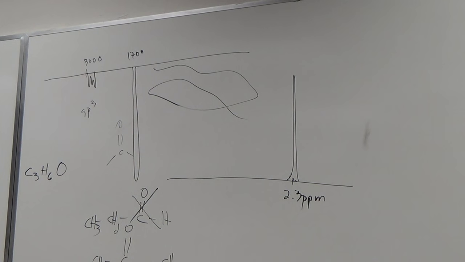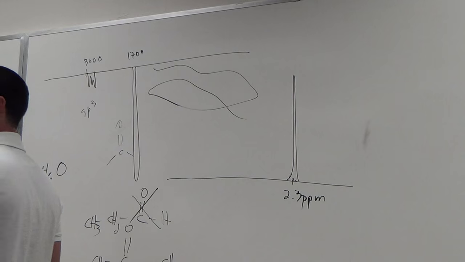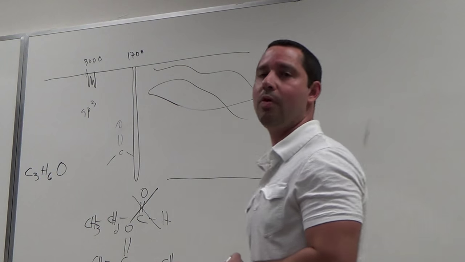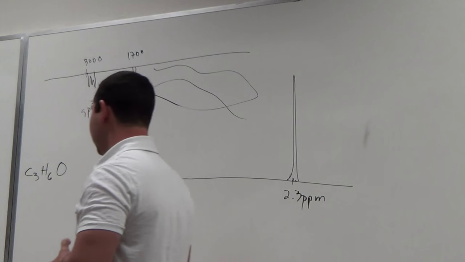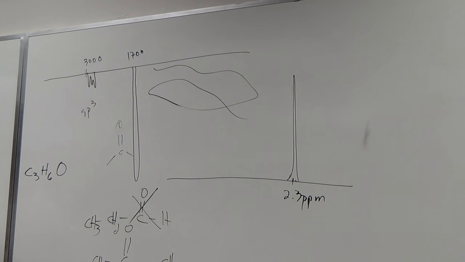How do you know they don't split each other? Because there's no hydrogen in the middle, and they're more than four bonds away. There's something called long-range coupling. You don't need to know that. If you were taking spectroscopy, it'd be a different story, but unfortunately you're not taking spectroscopy.